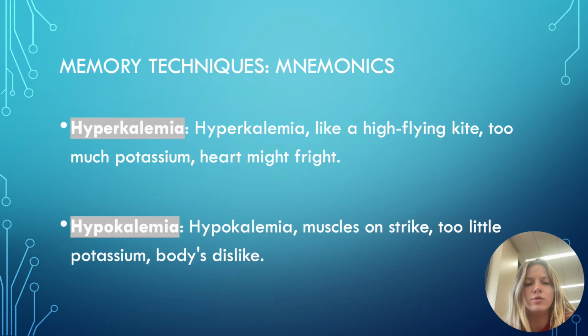Some mnemonics that we can use to remember these conditions: hyperkalemia, like a high-flying kite, too much potassium, heart might fright. And for hypokalemia, muscles on strike, too little potassium, bodies dislike.